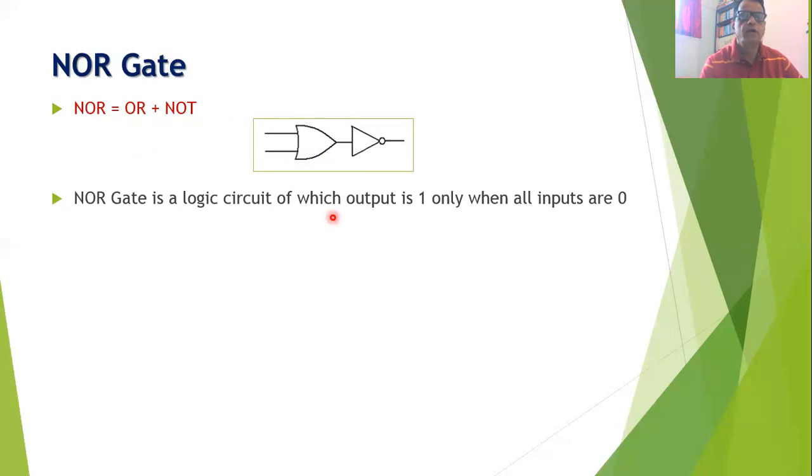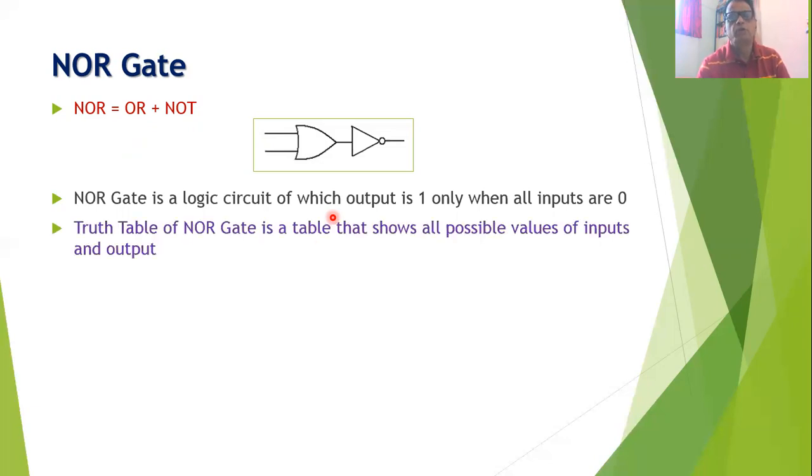You will find that a NOR gate is a logic circuit of which the output is 1 only when all the inputs are 0. That is, in all other cases, the output of the NOR gate will be equal to 0. Now, similarly, we can write a truth table for the NOR gate as we have written in the earlier case. And the truth table is a table which shows all possible values of inputs and output.